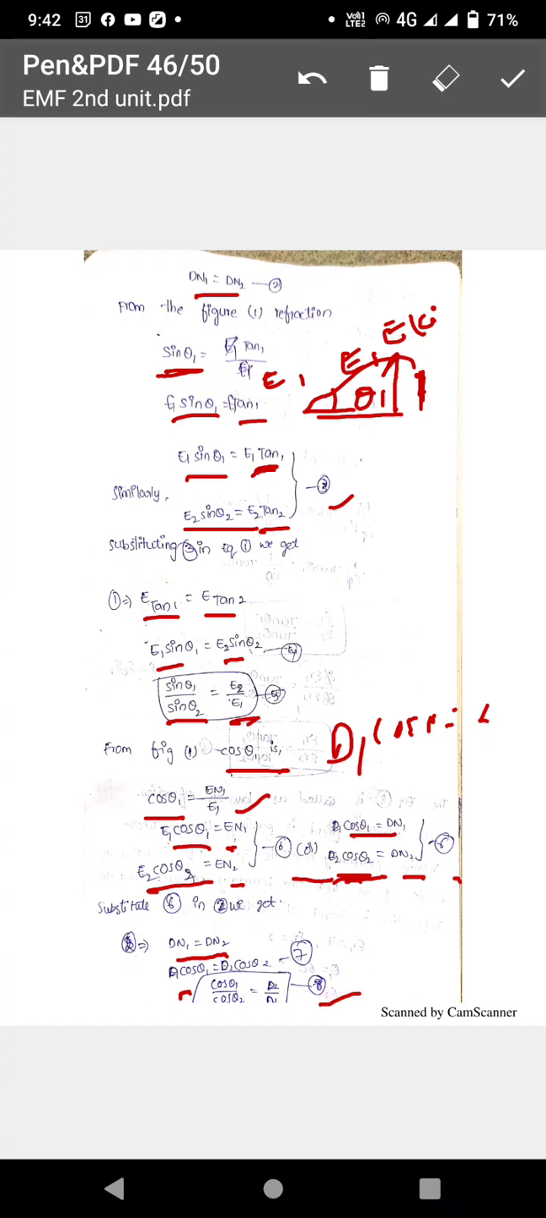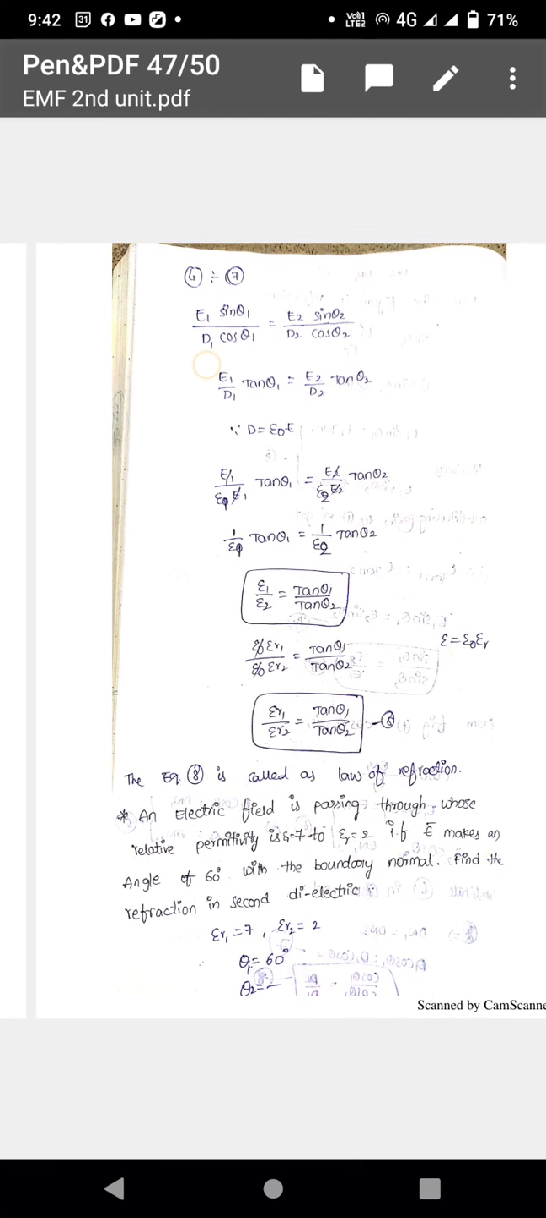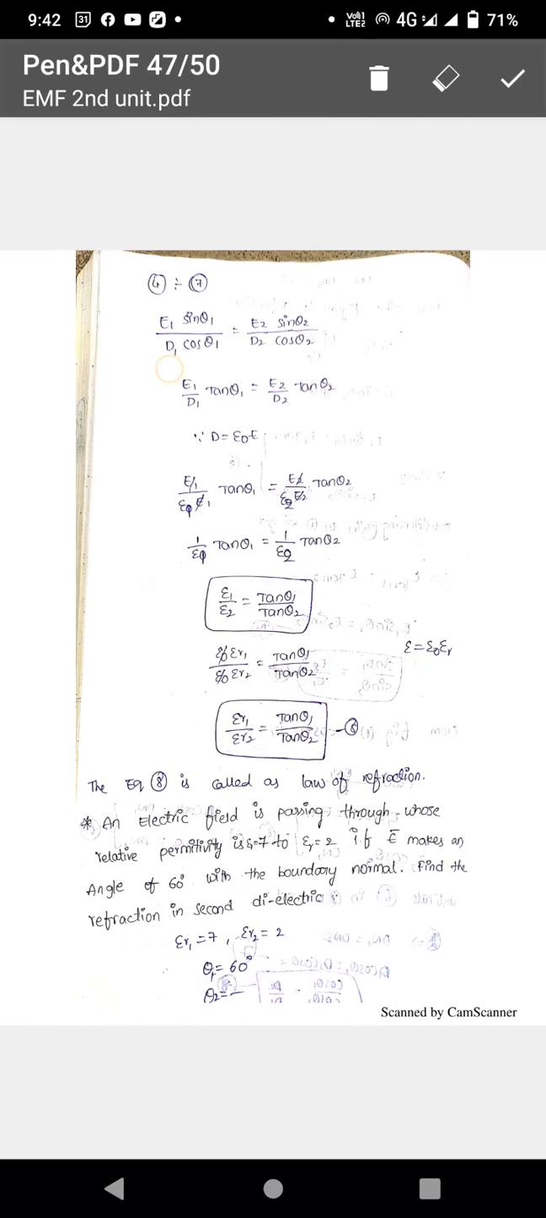The angles we are considering, because at a refraction, when a stick is moving, similarly electric field D bar or E bar is moving, it makes an angle theta. That is cos theta 1 by cos theta 2 equal to D2 by D1, we can write. Now dividing equation 4 by 7, we will get E1 sin theta 1 by D1 cos theta 1 equal to E2 sin theta 2 by D2 cos theta 2. That is E1 by D1 into sin theta 1 by cos theta 1, we can write tan theta 1, and E2 by D2 tan theta 2.